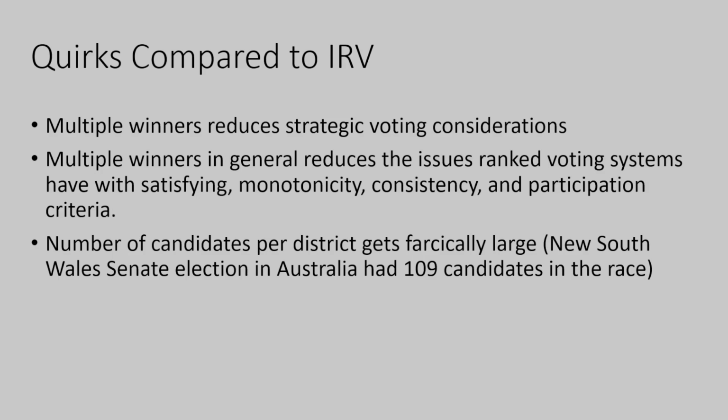The first one, and the main one, is that the number of candidates is just farcical. In the example of New South Wales, the 2019 Senate election in Australia, which uses STV, STV is actually a used system, in case you're not aware, there were 109 candidates by my count. I might have miscounted, but there were 109 candidates. I believe it was 6 seats being contested. Yes, it was 6.